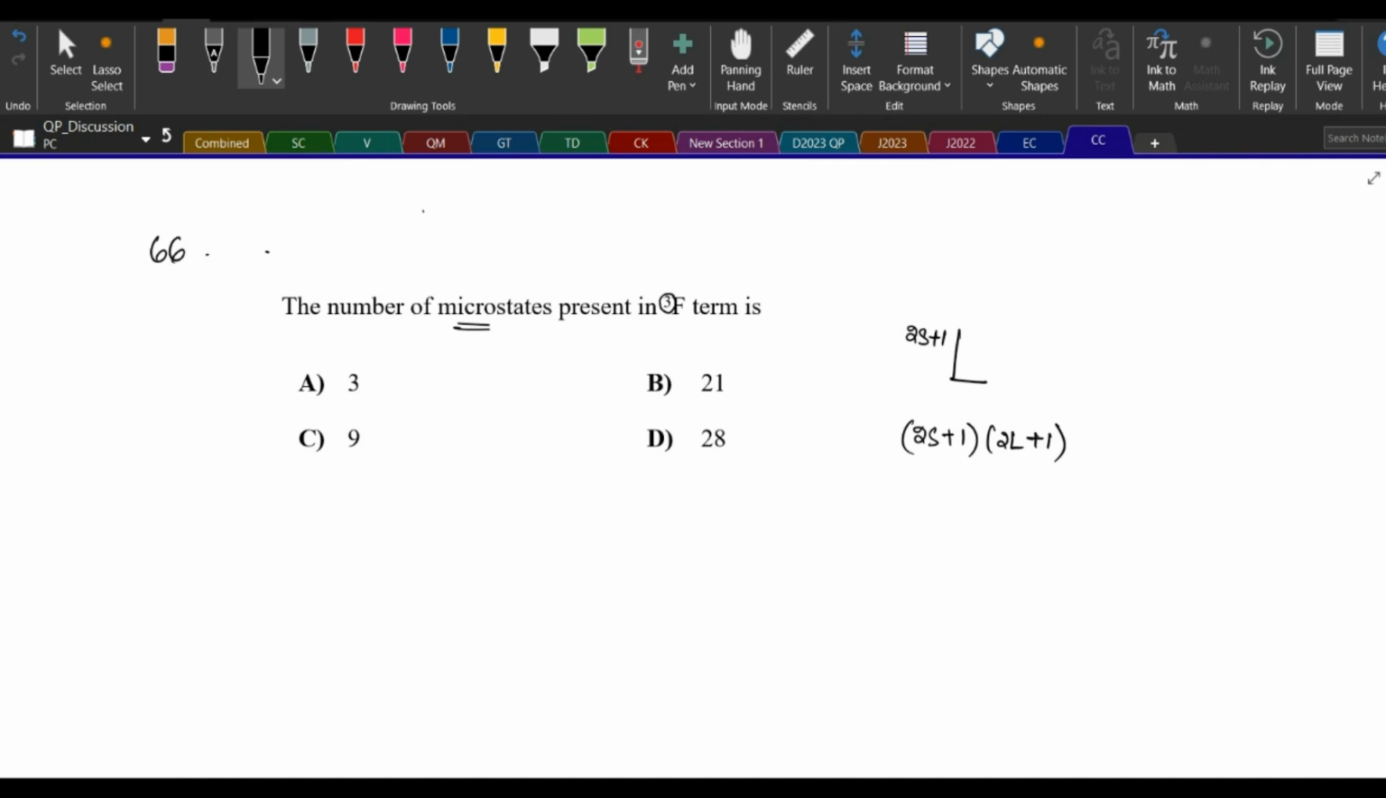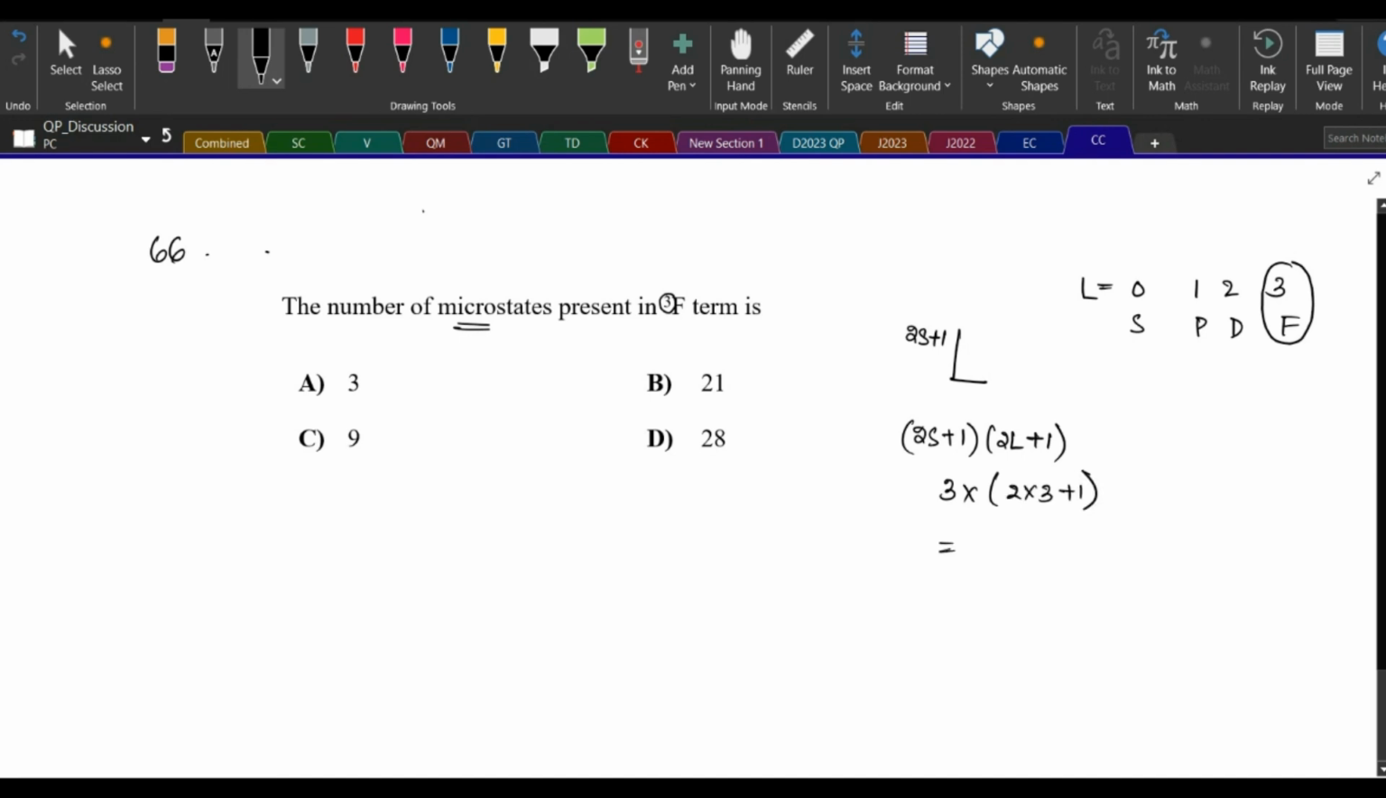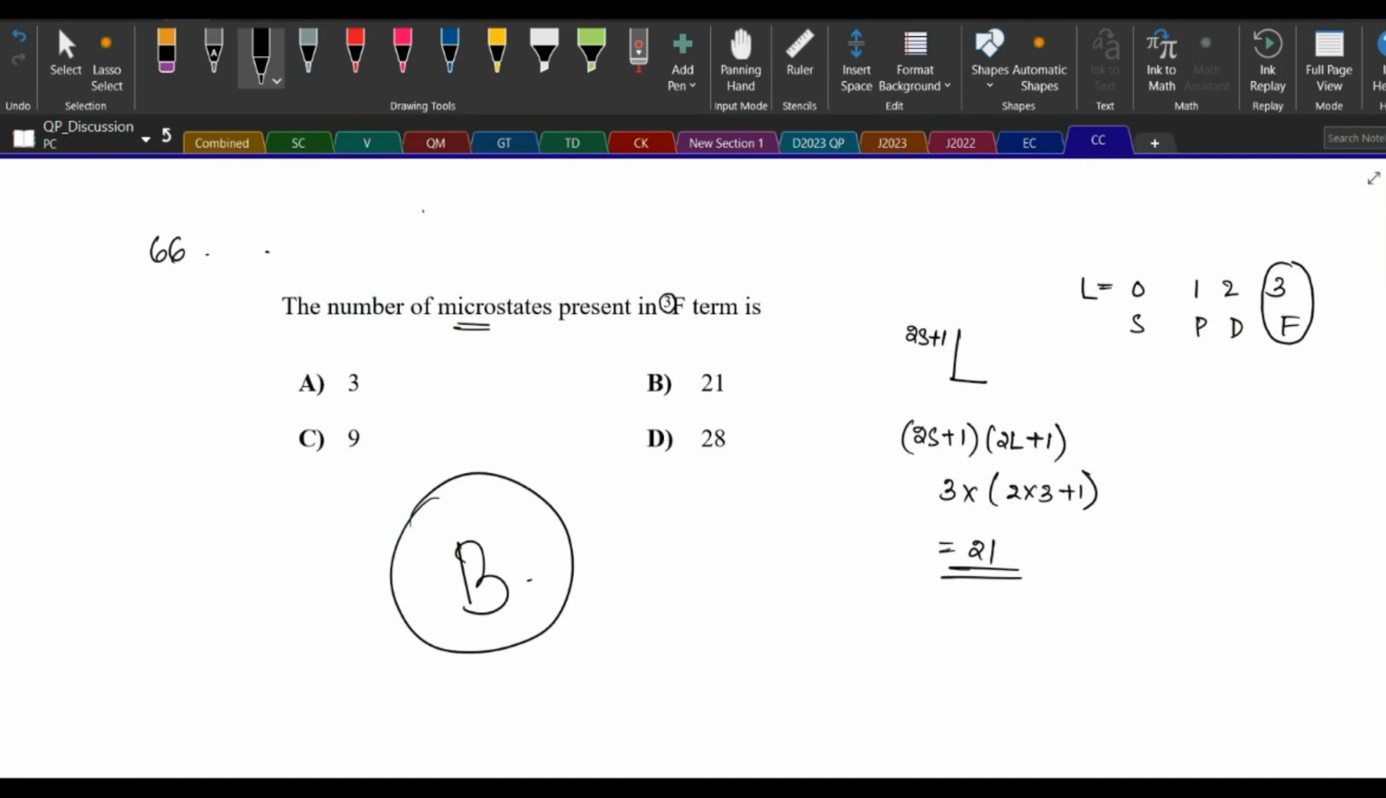Okay. So this is 3 into F. L equal to 1, 2, 3 correspond to the alphabetical representations S, P, D and F. So if it is F, the value of L is 3. So this is 2 into 3 plus 1. 2 into 3 is 6 plus 1, 7. 7 into 3 is 21. The correct answer is option B. Option B.